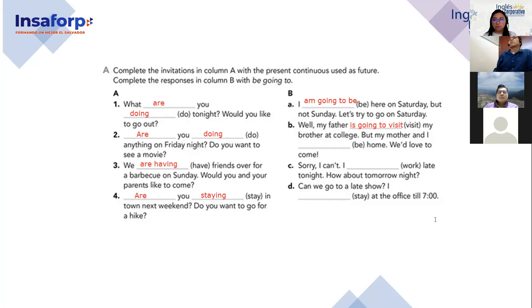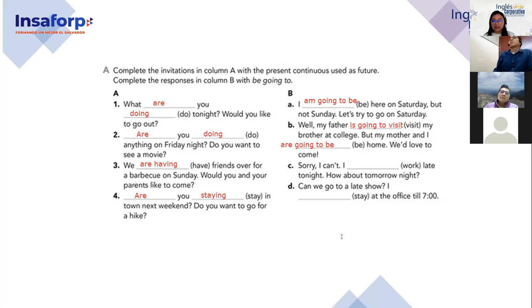Y me dan el verbo be. Mi mamá y yo. We are going to be. We are. Se traduciría como we. My mother and I. Si lo cambiamos por un pronombre es we. We are going to be home. We would love to come. Me encantaría venir. Letter C.